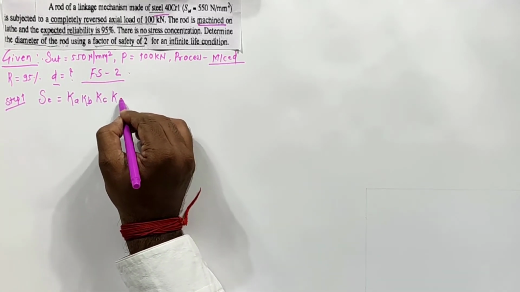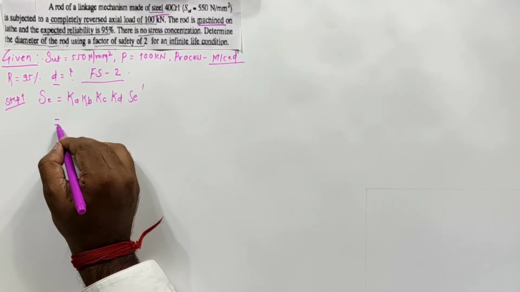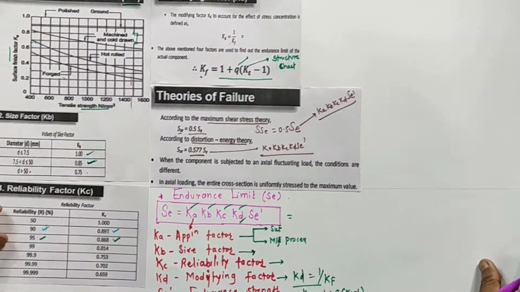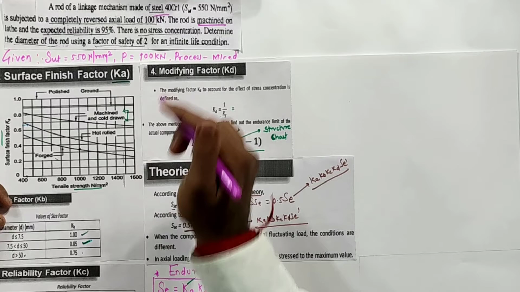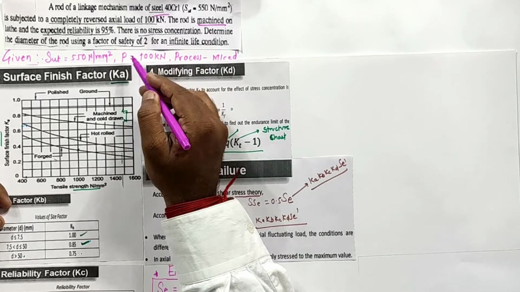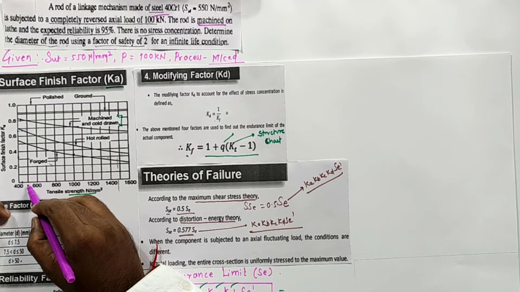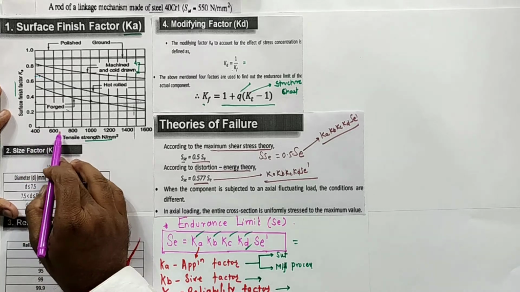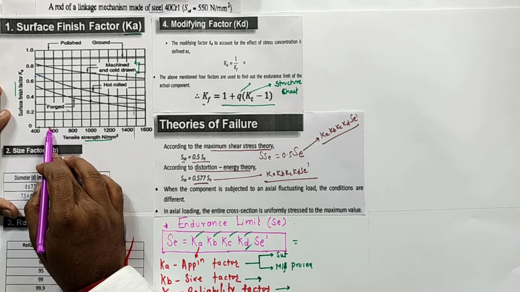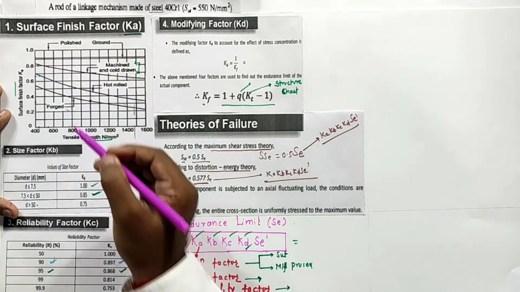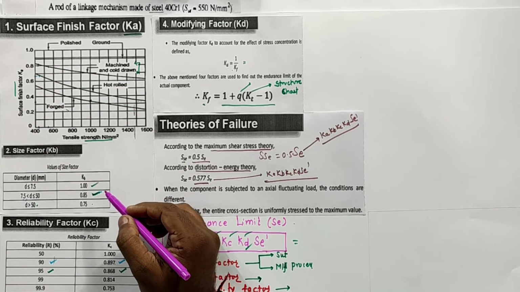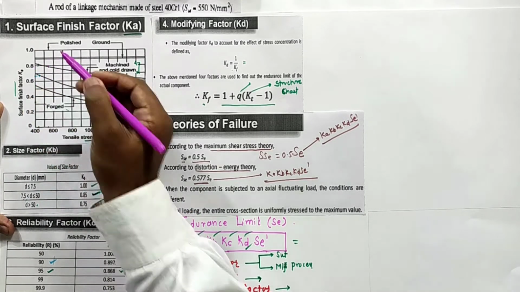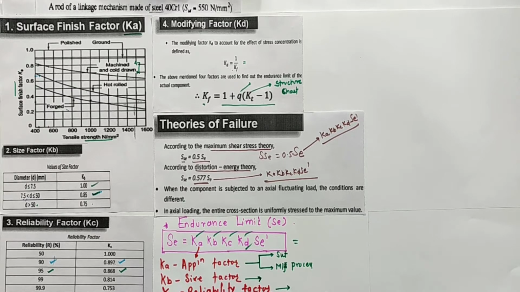Right now I don't think you have a problem finding Ka, Kb, Kc. We have already found them many times. For Ka, I'll directly write in this case. For the machining process, in this chart with SUT 550, it is somewhere at the center between 500 and 550 on the x-axis, on the machining curve. So I'll get this point, through which I can say Ka is equal to 0.78. Is that clear?